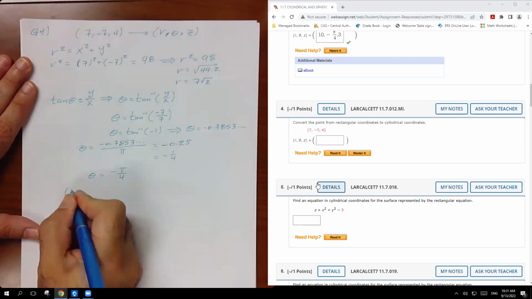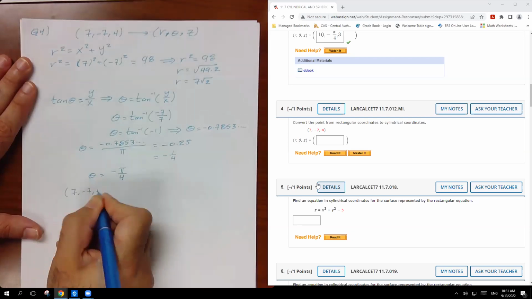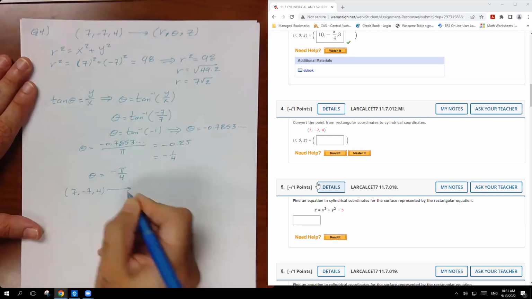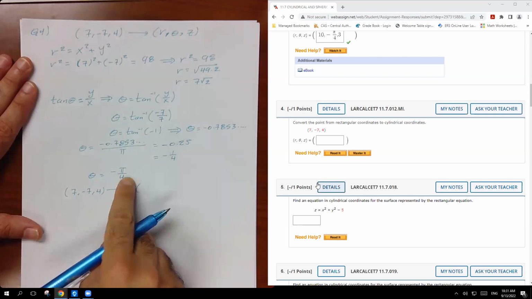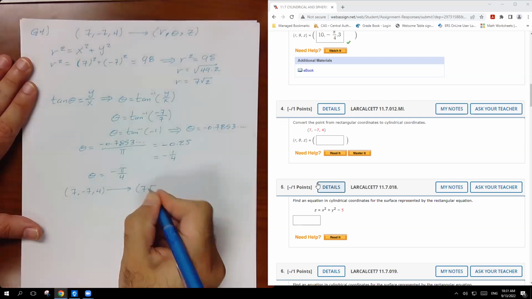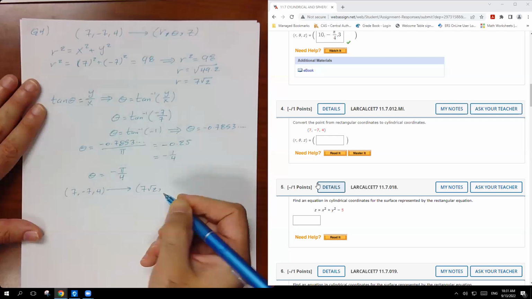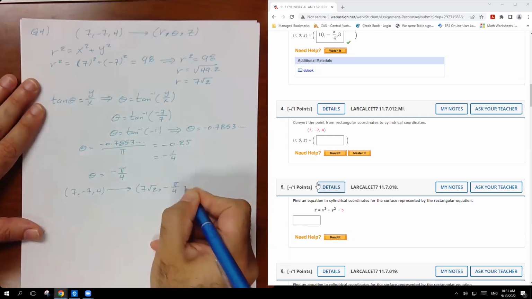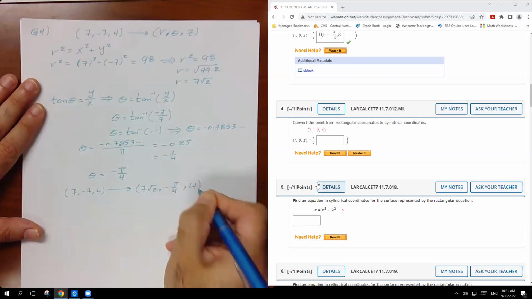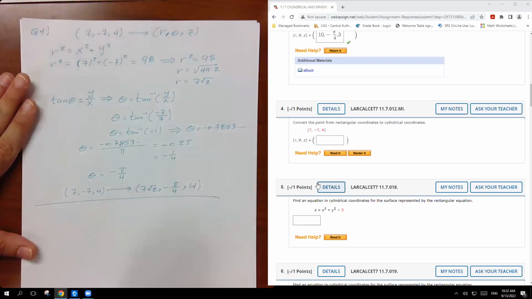So the point 7, negative 7, and 4 is going to be converted to r is 7 square root of 2. Theta is going to be negative pi over 4. And z is going to be 4. That's it for this example.